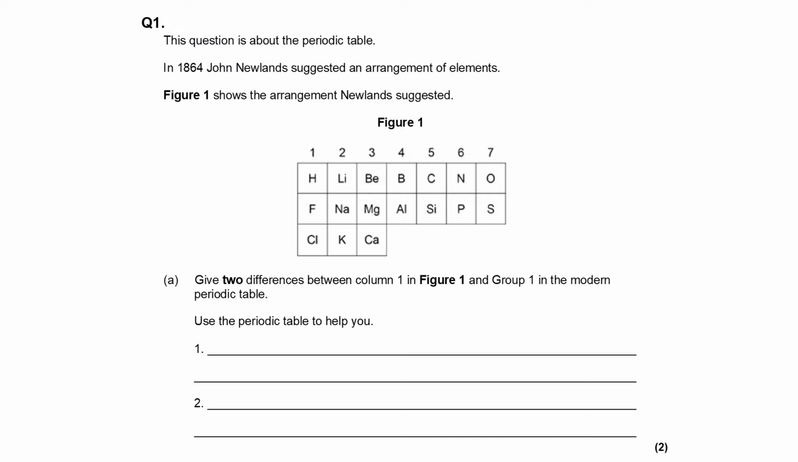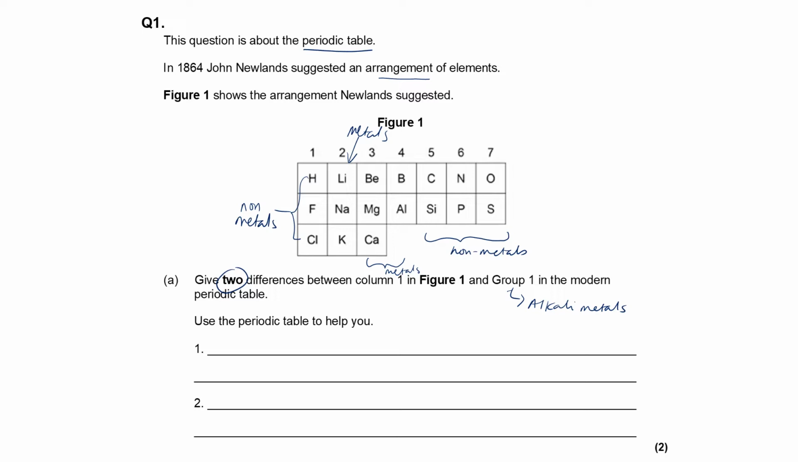So looking at question 1, this question is about the periodic table. In 1864, John Newland suggested an arrangement of elements. Figure 1 shows the arrangement Newland suggested. As I look at that figure, I start to annotate what I notice. I can see the non-metals are in group 1 of this diagram. I can see the metals are in group 2, 3, and 4. I can see that groups 5, 6, and 7 are non-metals. So I've just annotated that before I've even looked at part A.